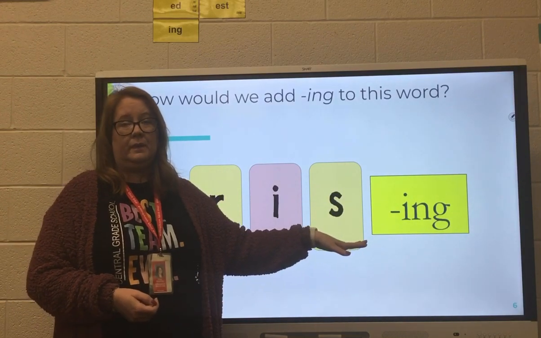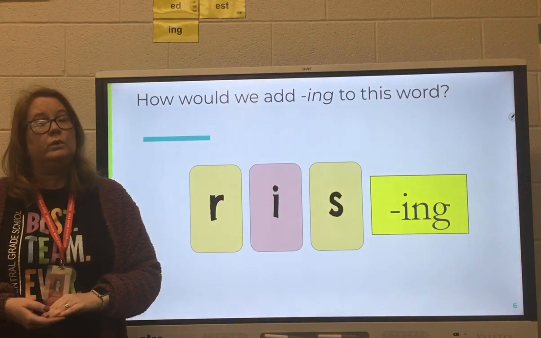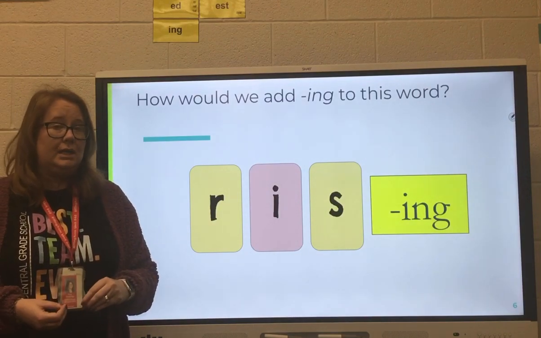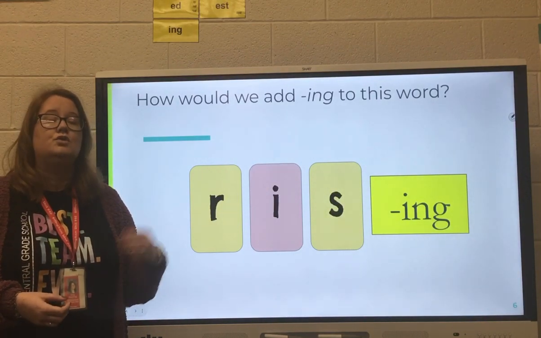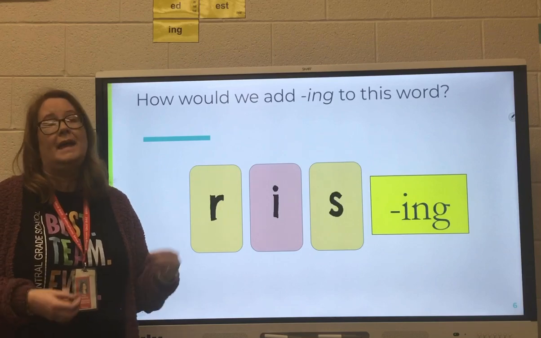Rising. So remember your rule when you're adding ED or ing to a base word. Drop the final E and then add your suffix.